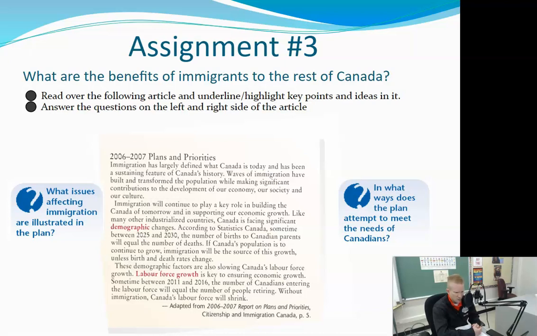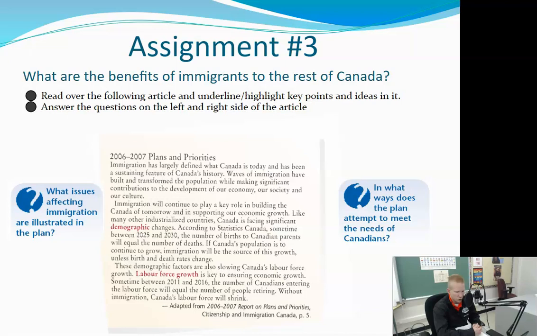Immigration has largely defined what Canada is today and has been a sustaining feature of Canada's history. Waves of immigration have built and transformed the population while making significant contributions to the development of our economy, our society, and our culture. Immigration will continue to play a key role in building the Canada of tomorrow and in supporting our economic growth. Like many other industrialized countries, Canada is facing significant demographic changes. According to Statistics Canada, sometime between 2025 and 2030, the number of births to Canadian parents will equal the number of deaths. If Canada's population is to continue to grow, immigration will be the source of this growth, unless birth and death rates change. These demographic factors are also slowing Canada's labor force growth.